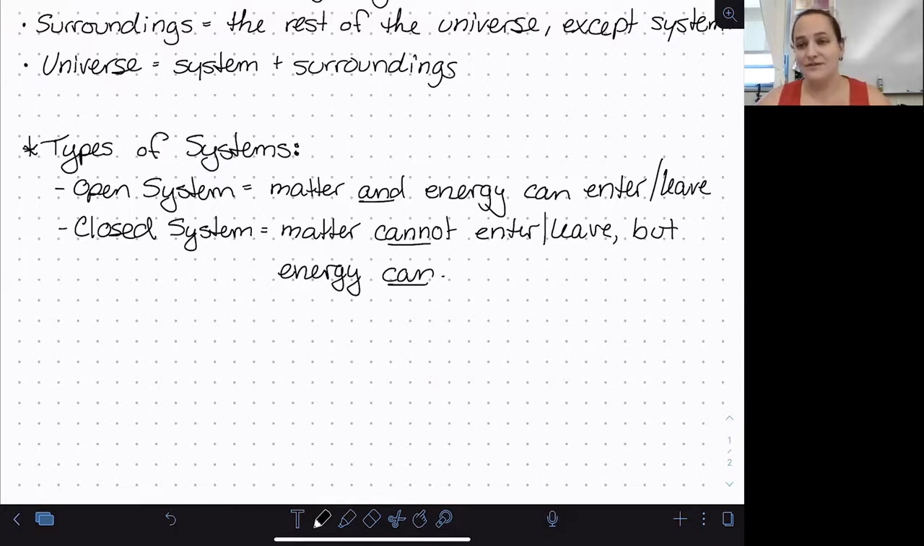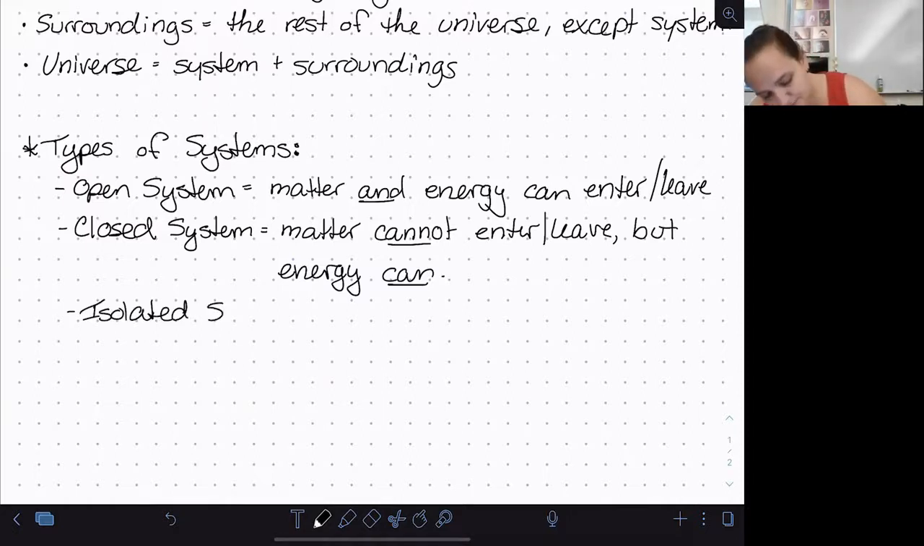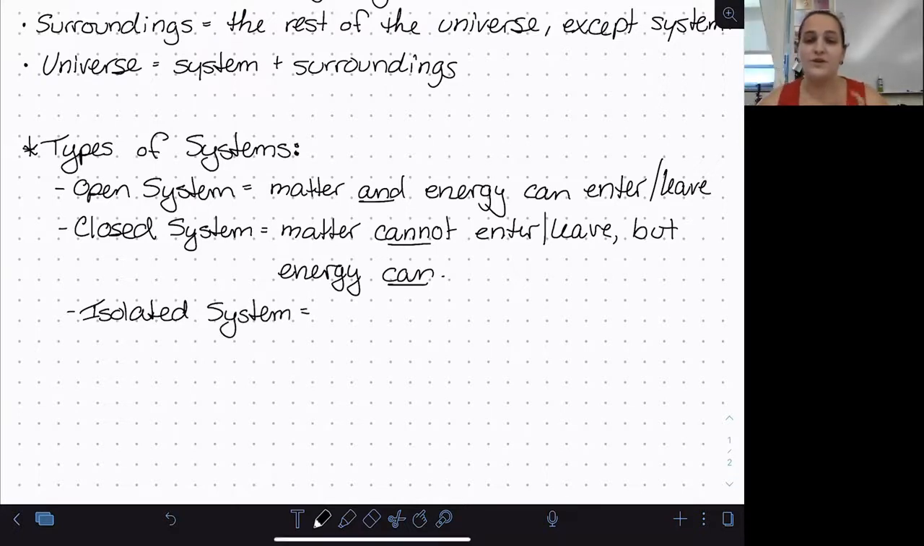If you cover your beaker and the stuff inside is warm, you can still feel that heat through the beaker. That energy is escaping through the walls, even though atoms and molecules can't go in and out. So the last one is known as an isolated system, which is one in which neither matter nor energy can go in or out. So the total amount of matter and the total amount of energy inside are constant.